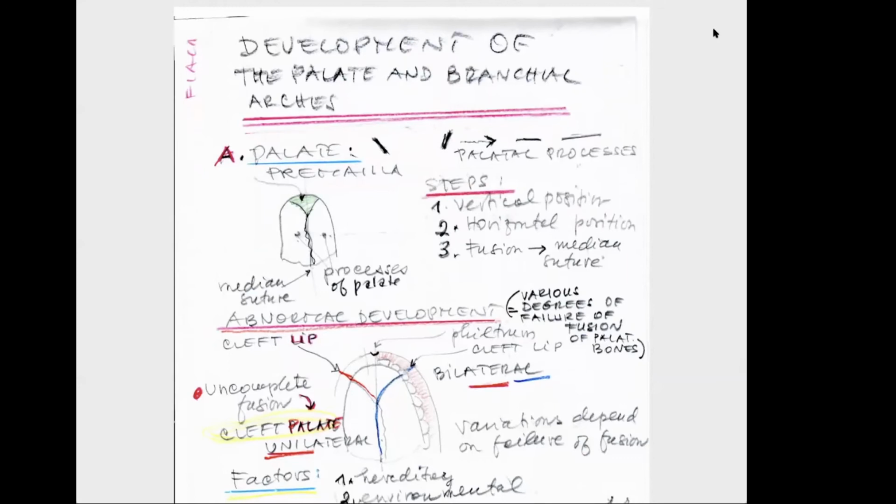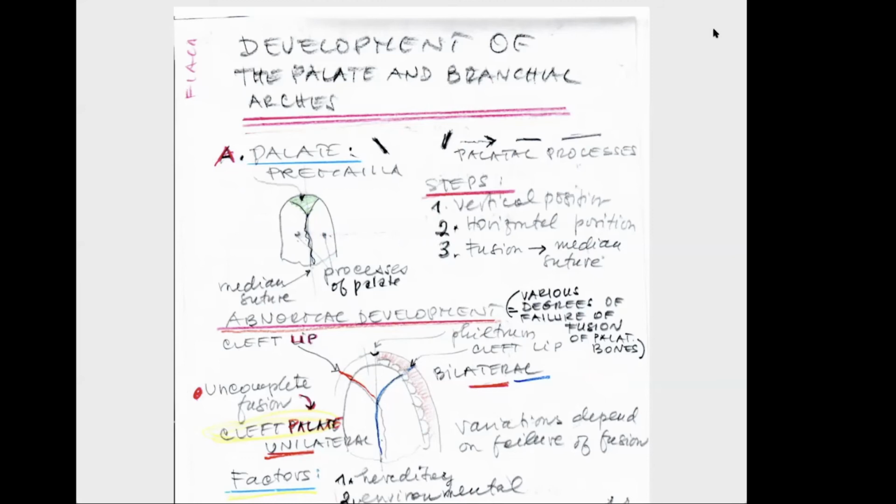We start with the palate, and we know that the palate is formed by the palatal processes of the maxillae and the horizontal plates of the two palatine bones. Anteriorly, we see the premaxilla. Here we see the lateral processes. They join together at the level of the median suture.